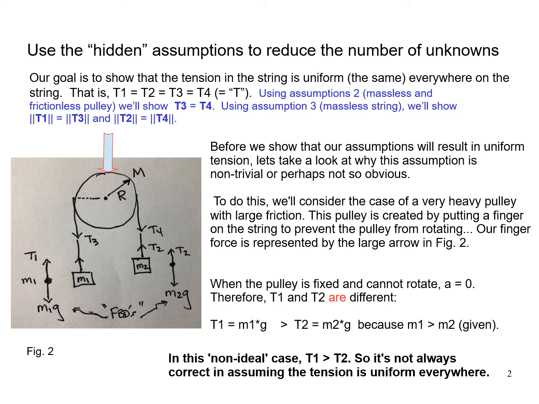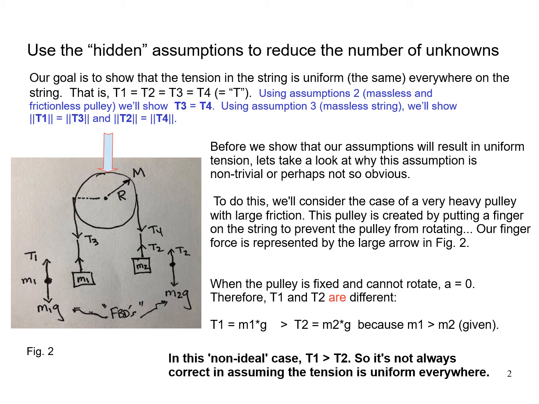That is, our net acceleration A is equal to 0 in our system of equations. As a result, we can immediately solve for the tension forces T1 and T2. That is, T1 equals M1 times G, and T2 equals M2 times G. Further, we see that the tensions are not the same. In fact, T1 will be greater than T2 because we've assumed M1 is greater than M2.